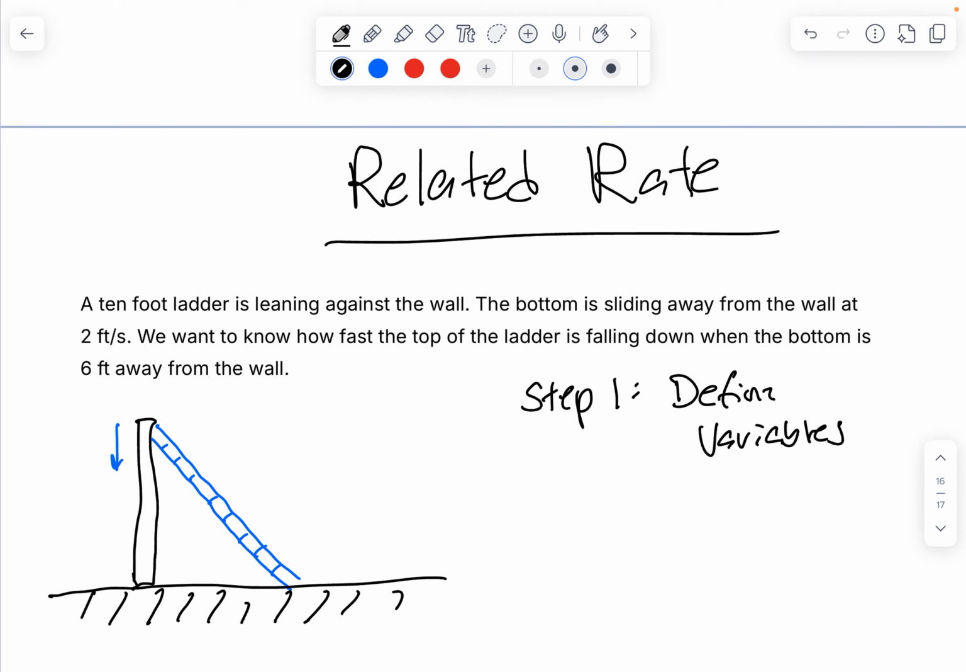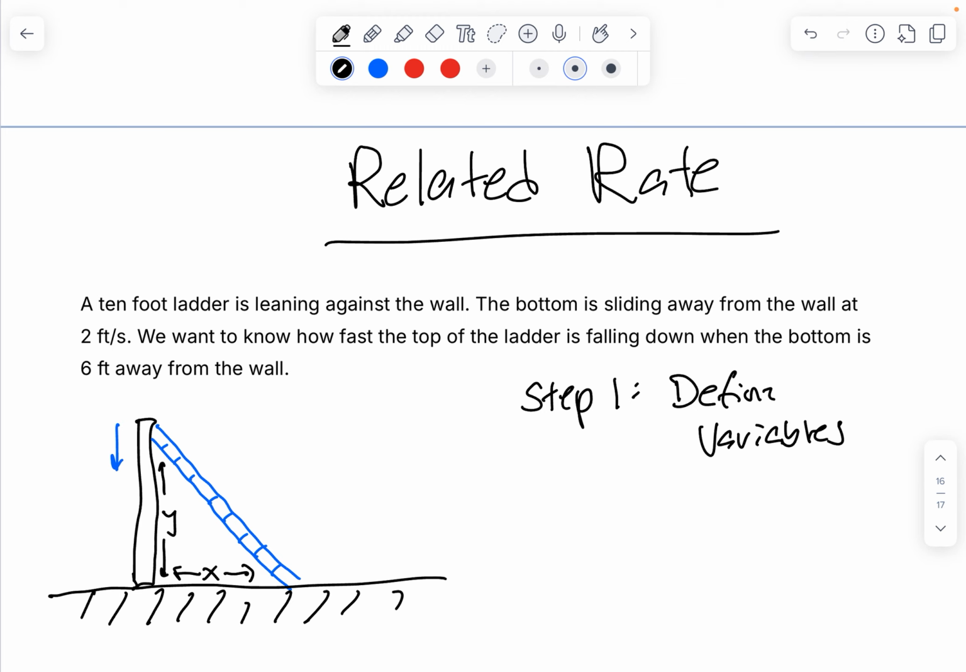So let x be the distance from the wall to the bottom of the ladder. So we're going to say this right here is x. And we're going to have y be the height of the ladder on the wall. So y is the distance from the ladder to there, and x is the distance between wall and ladder. And x and y change with respect to time. So with related rates, you want to always relate the problem to a simpler or a different type of equation that you have used before. So immediately I see that this problem creates a triangle with the wall and the ladder.